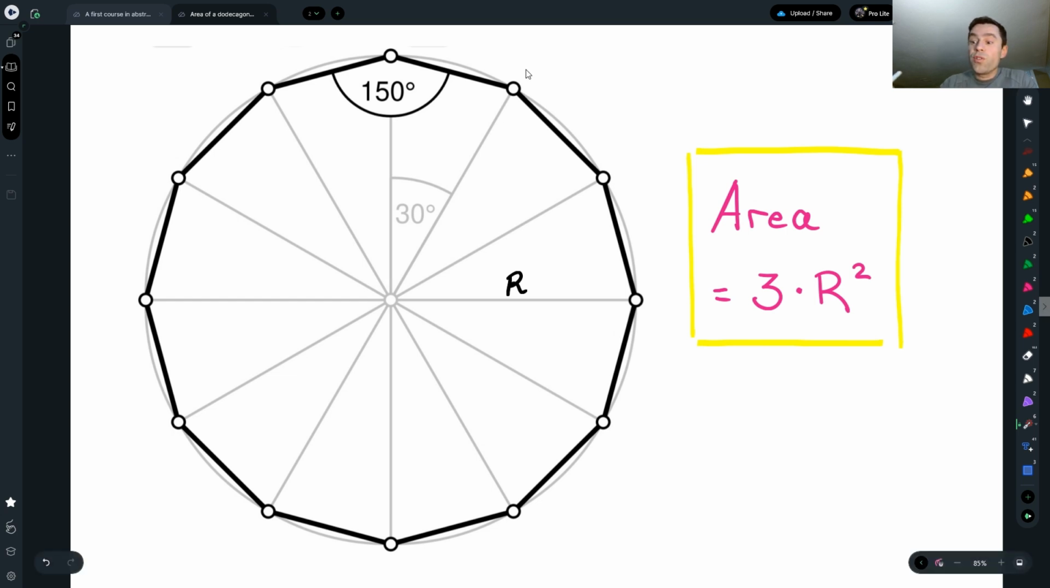Hey, I wanted to show you this cool proof that the area of a regular dodecagon, a polygon with 12 sides of radius r, is exactly 3r squared. So let me show you how the proof goes.